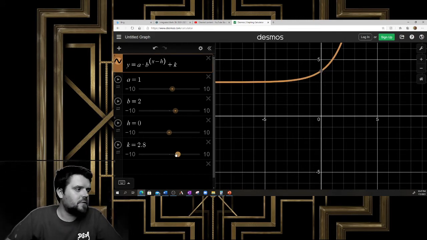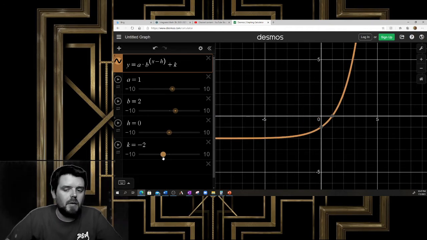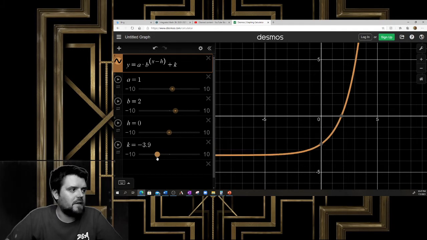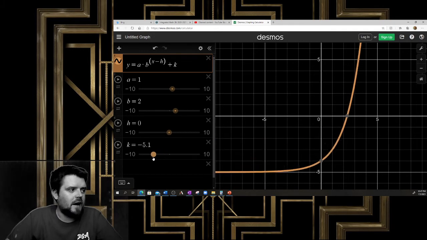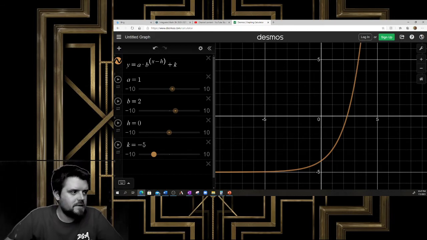And then vice versa, from the starting point, if I wanted to move it down 2, then I would change it to be minus 2, and if I wanted it to be down 5, then I would change it to be minus 5, etc. That change in k is the same for all your function families.